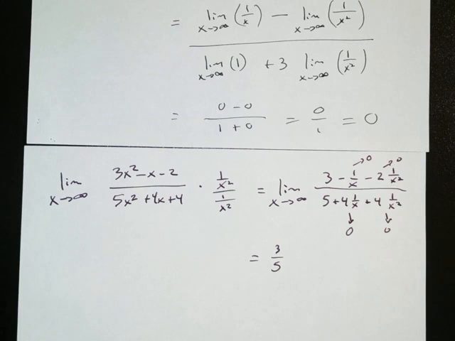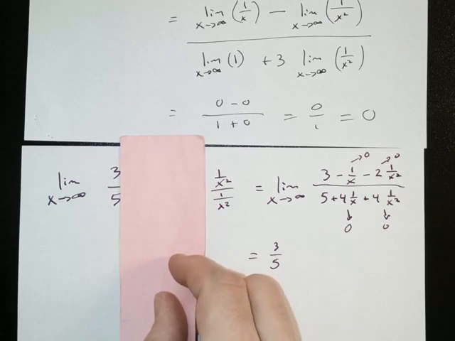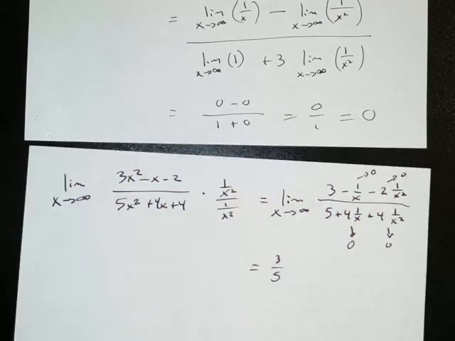Aha. Which means, really, if I want to think about a shortcut, I could say only the highest power terms matter. And they're tied, so 3x squared over 5x squared is 3/5. And I'm done.